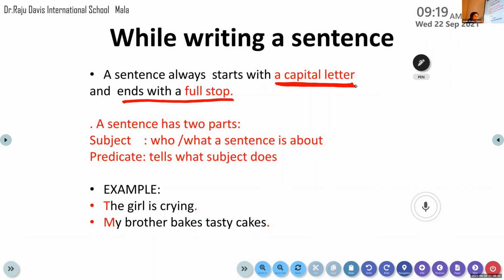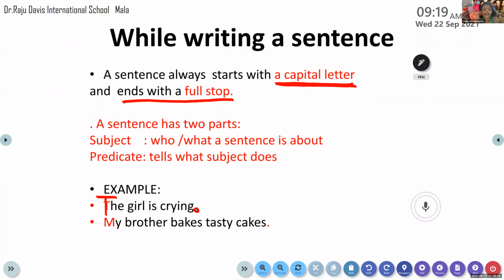Here is an example for you. The girl is crying. When we begin a sentence, it should begin with a capital letter. So here T should be written in capital letter. Is that clear to all of you, my dear children? It should begin with a capital letter. The girl is crying, and there should be an end in the sentence. The sentence should end with a full stop. Is that clear?